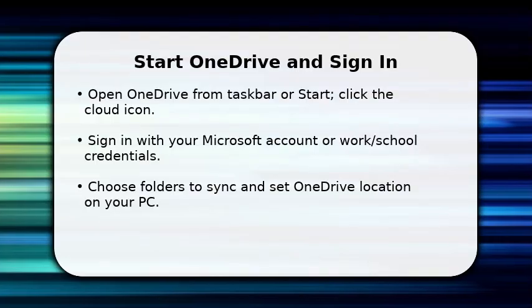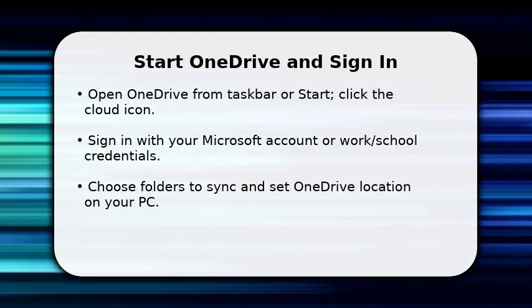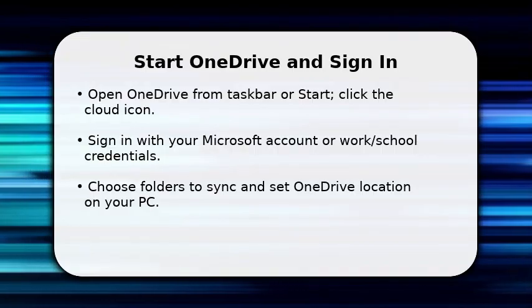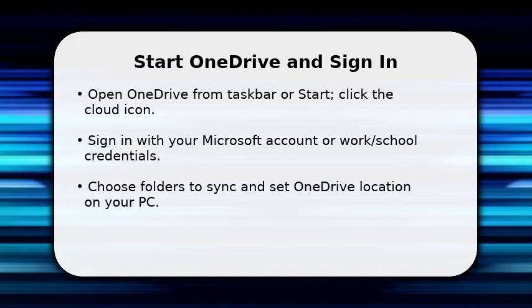You'll start by launching OneDrive from the taskbar. If it's hidden, open the Start menu and search OneDrive. Sign in with your Microsoft or work account so your files link to the cloud. Once signed in, choose where OneDrive stores files on your PC and select the main folders to sync. This reduces initial upload time. Make sure to enable Files on Demand so you save local disk space while keeping placeholders for all your content.